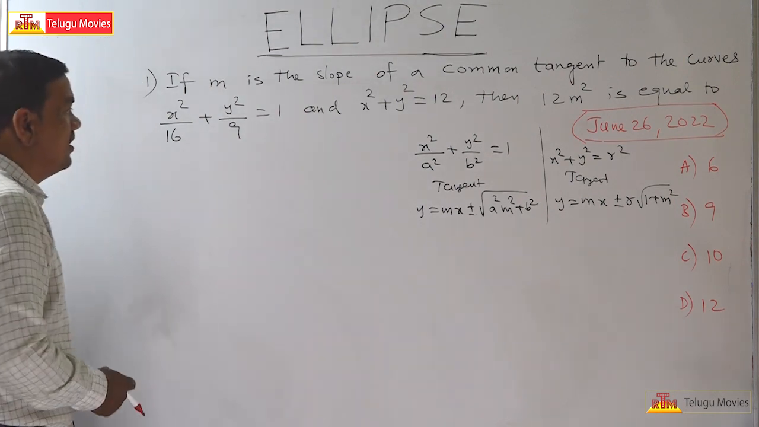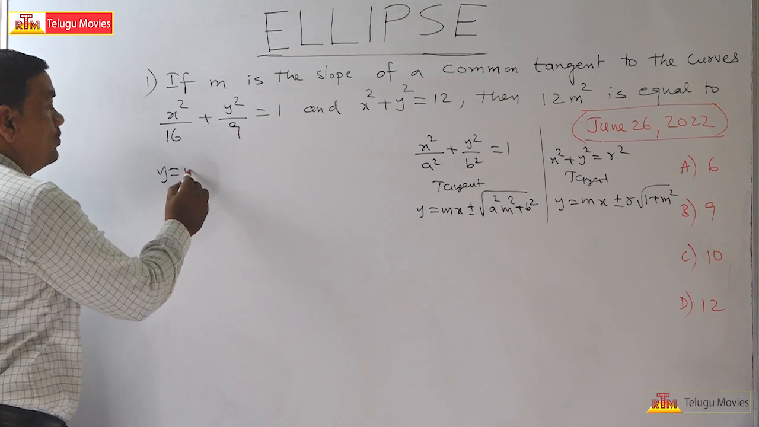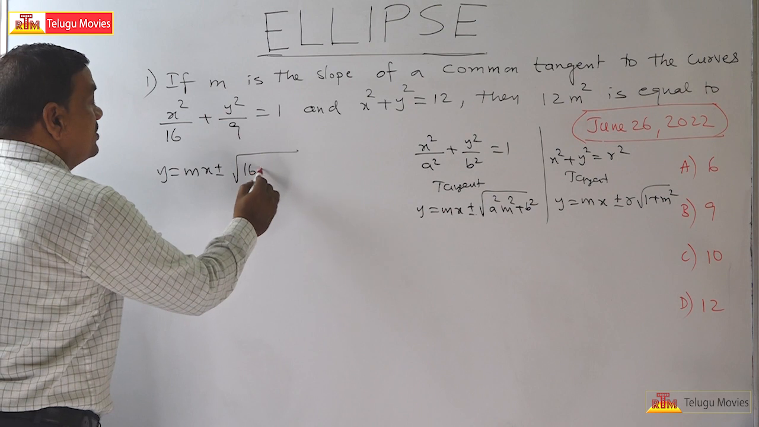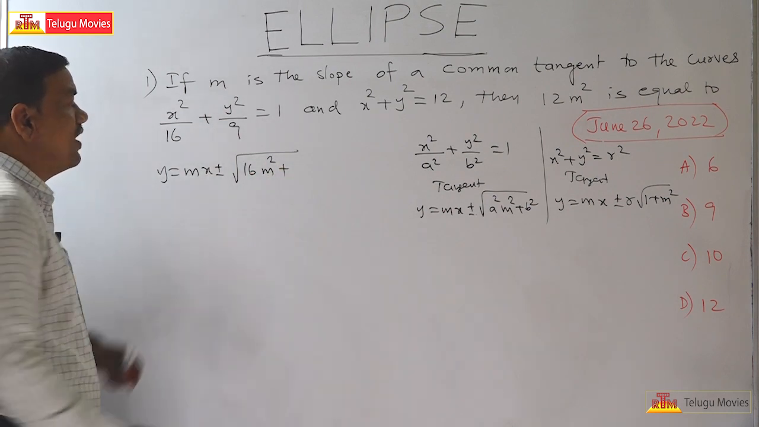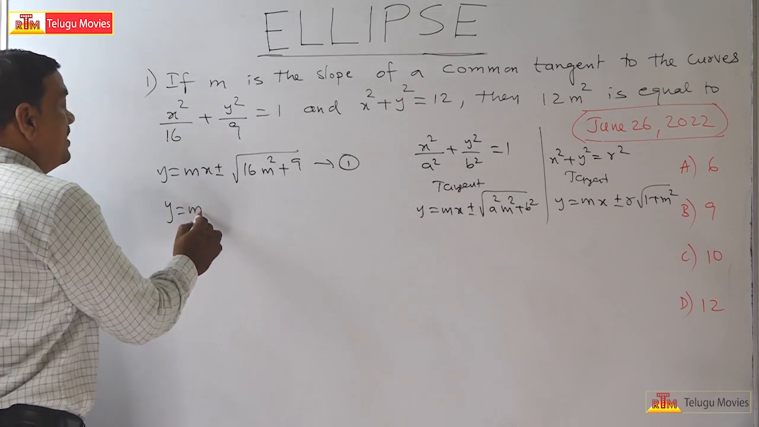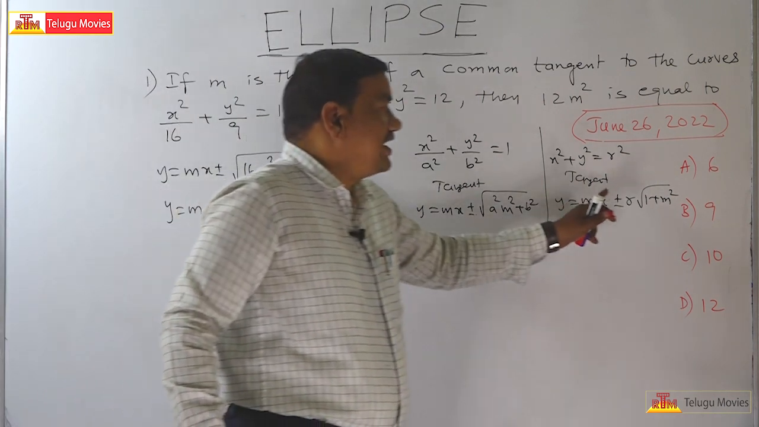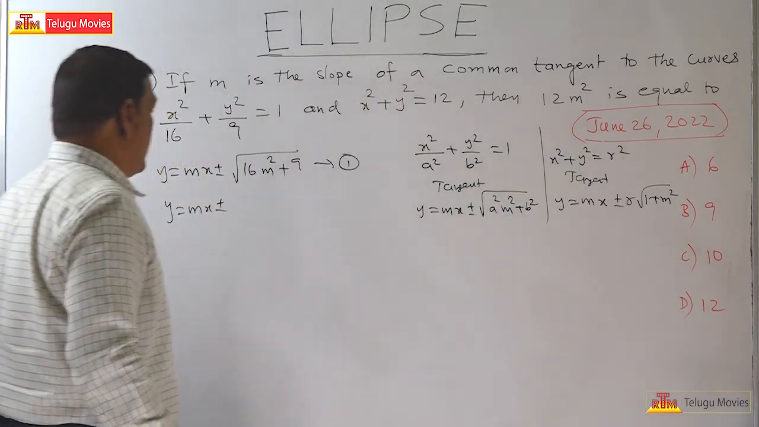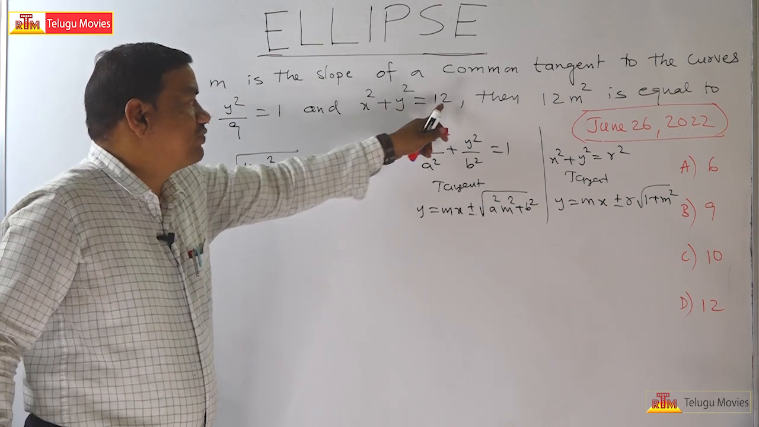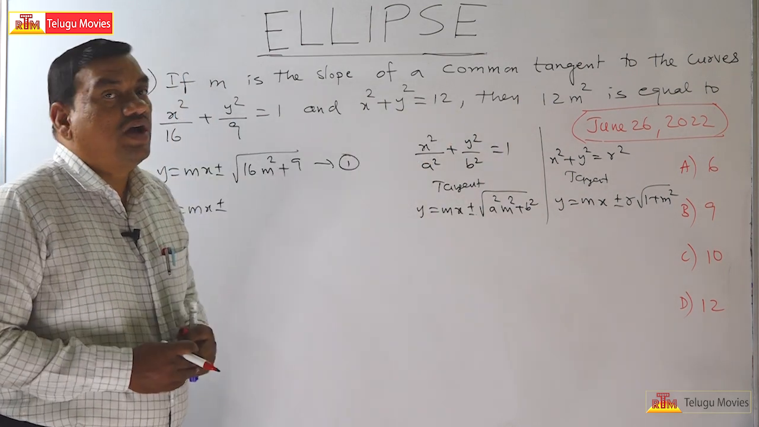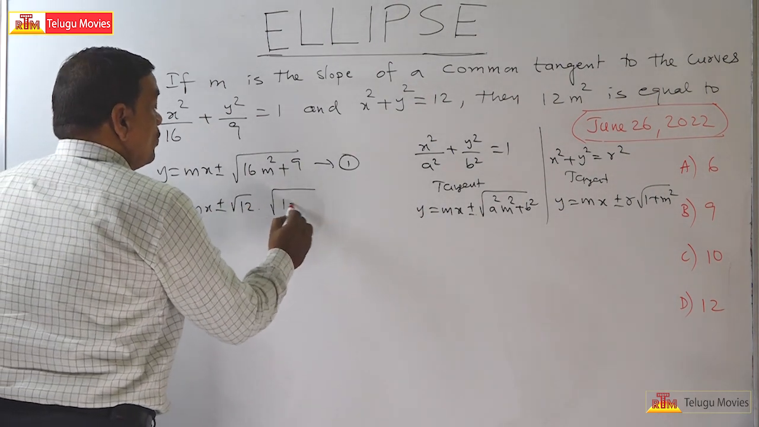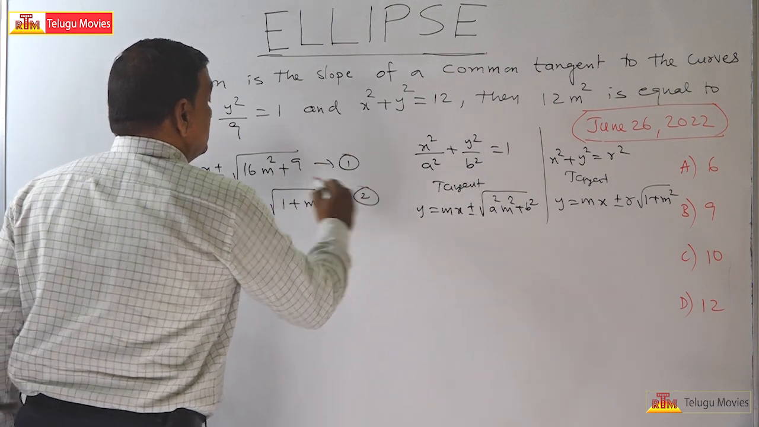So, let us take the first tangent here. y is equal to mx plus or minus root of a square m square plus b square, that means root of 16 m square plus 9, call it equation number 1. Now the second equation, the tangent to the circle: y is equal to mx plus or minus r times root of 1 plus m square. Here x square plus y square is equal to r square, r square is 12, therefore r is equal to root 12. So, root 12 into root of 1 plus m square, call it the second equation.